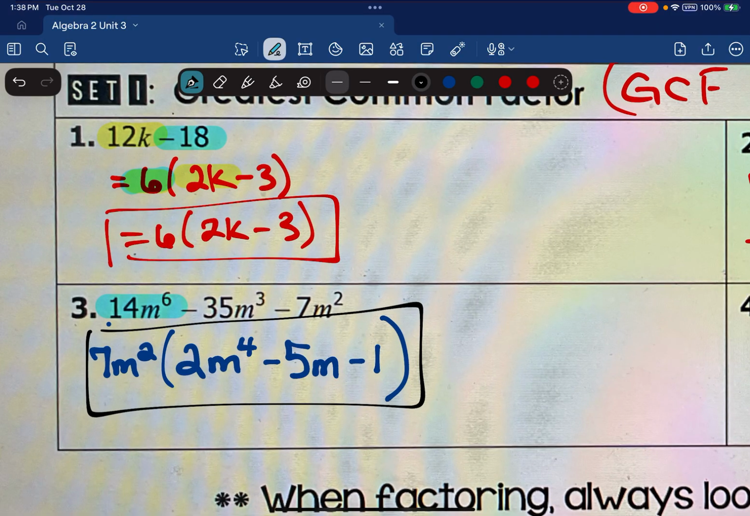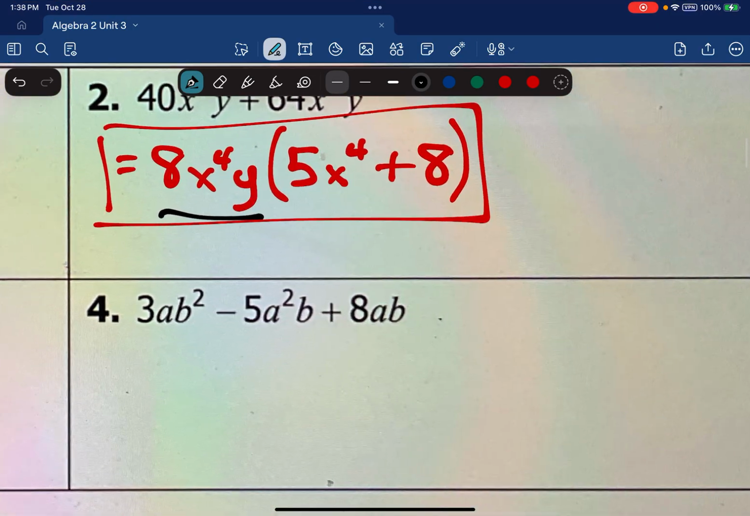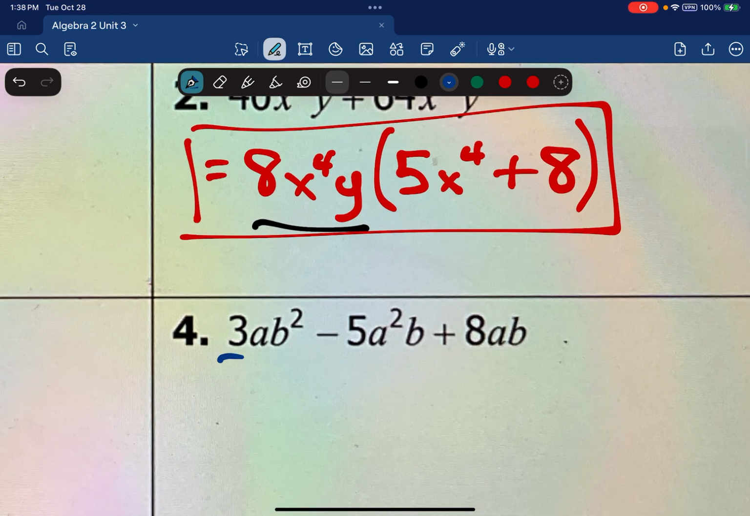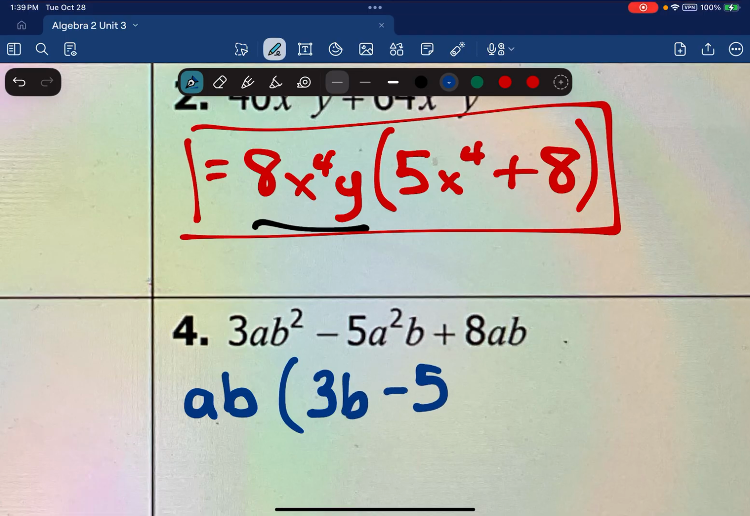Okay, continuing right along. Problem number 4. 3, 5, and 8 do not have a common number factor. I cannot factor out a common number, but they all have a's and b's. I could take a single a and a single b out of each term. So what would be left over in the first one if I took a single a and a single b? I'd have 3b left over. I'd have negative 5a left over, plus 8.